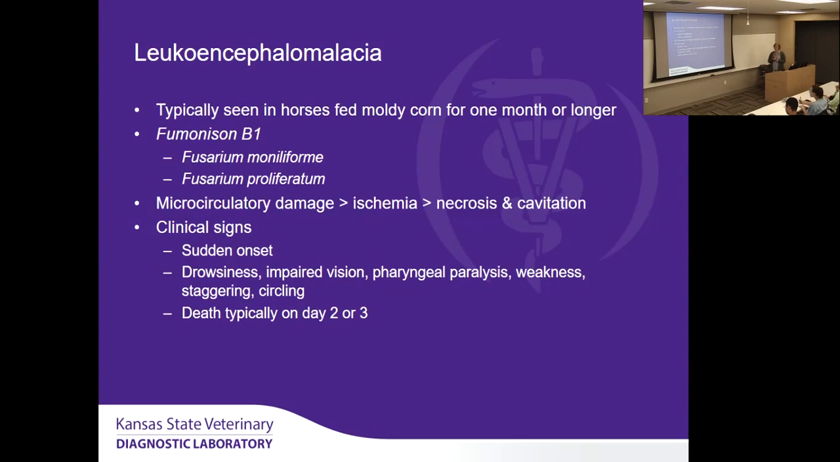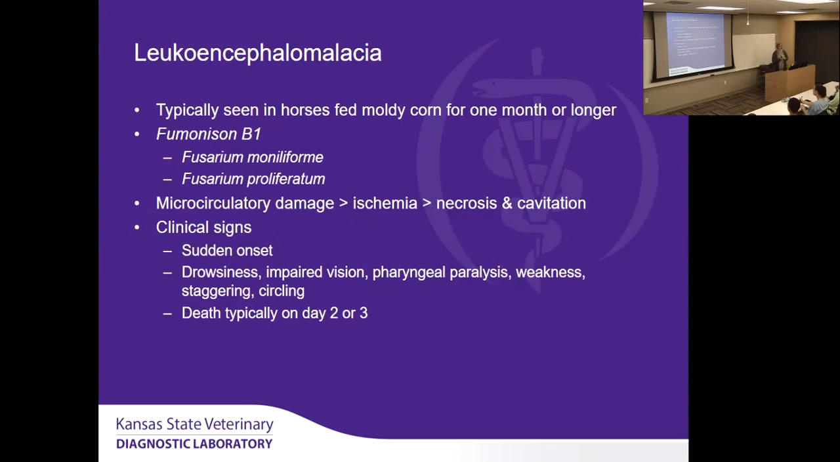But it causes microcirculatory damage. So it affects the really little vessels within the brain. It basically causes those vessels to sort of die, and then you get ischemia or lack of blood flow and oxygen into those areas. So then the tissue starts to die, and then it just kind of grows upon itself, and that's why those cavitations get so big. Usually it's really sudden, as it was in this horse.